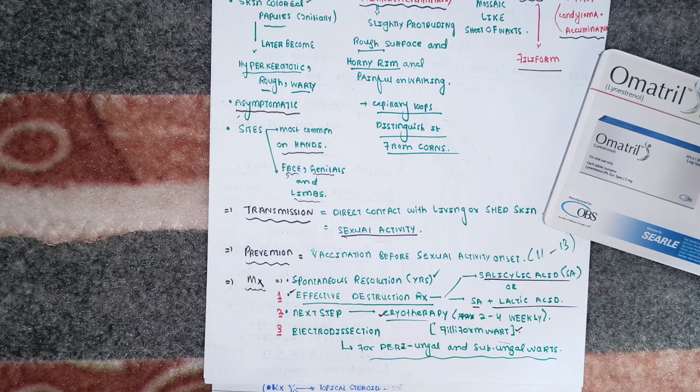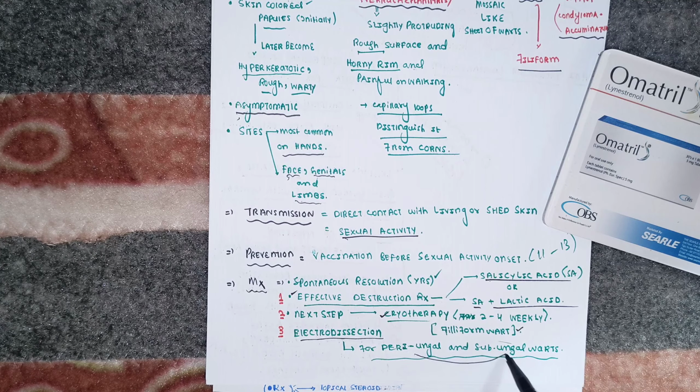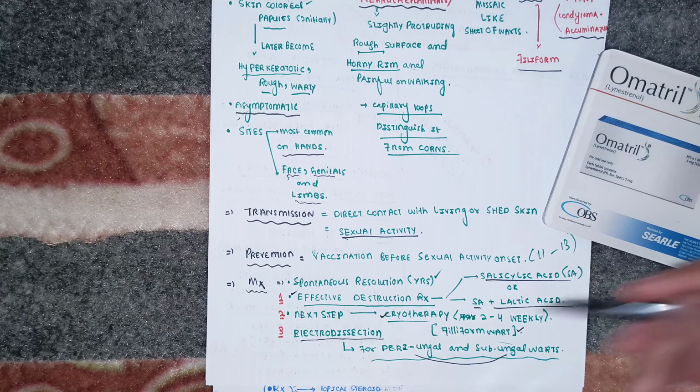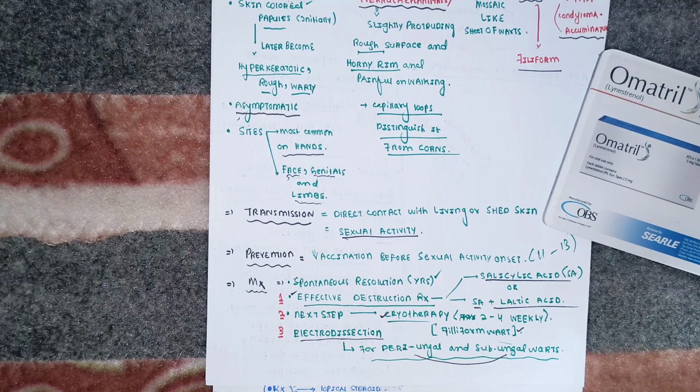और उसके अलावा तीसरा option जो है वो electrodissection है, especially for what type of viral warts? Periungal and subungal warts. Periungal, that is around the nail, subungal, that is beneath the nail. Okay, so these are the management plans which you can follow. Applying salicylic acid और acetic acid के साथ मिला के, sorry, lactic acid के साथ मिला के. और इसके अलावा बेटा cryotherapy भी available है और electrodissection भी available है.